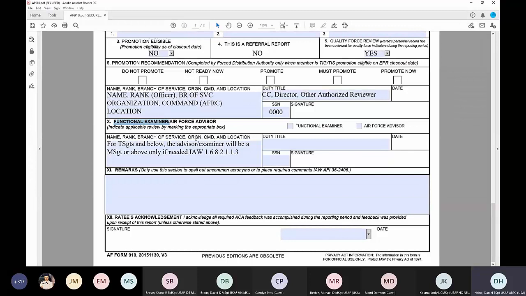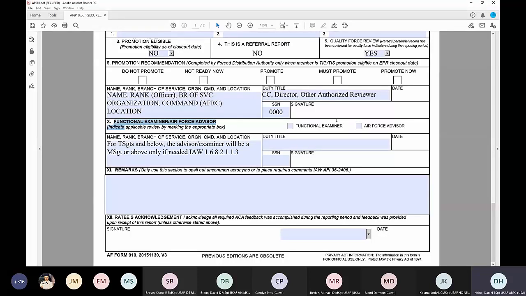An Air Force advisor will be used if the commander is not in the Air Force. So if the member is part of a joint unit and they have a Navy or Army commander, an Air Force advisor will have to review the form and sign just to make sure that it falls under the Air Force guidelines. So for the 910, for all tech sergeants and below, the advisor or examiner will be a master sergeant or above. And like I said, this section should only be filled out if one of these two situations is necessary. They will also check which one they are signing as.